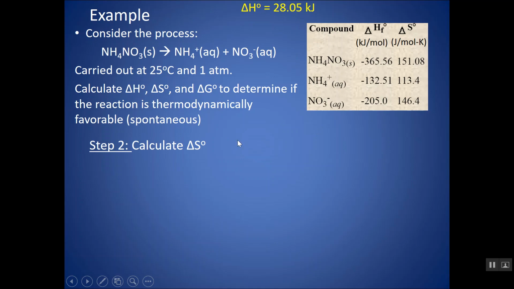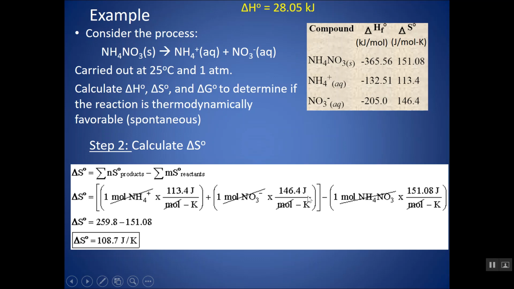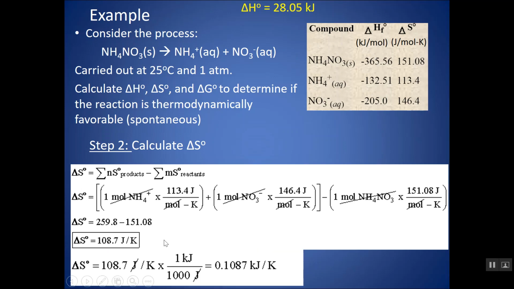Don't forget that this little degree sign means standard state. That means 25 degrees Celsius, 1 atm, or 1 molar concentrations of aqueous solutions. So delta S, here we go, products minus reactants, but using the delta S's. And here I get a positive value, 108.7, and my units are joules per Kelvin. Don't lose that Kelvin, and notice that kilojoules and joules are different units of energy. I'm going to have to take care of that when I plug into delta G. Notice that delta S is more favorable. It is a positive value. So let's see how this is all going to impact delta G.